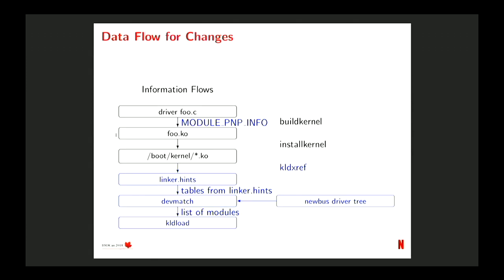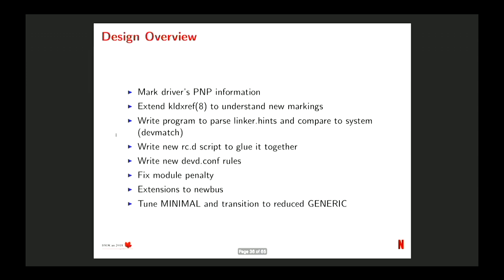So I showed you the data flow before, and here's another version of it. The things in blue are the areas I changed. I added the PNP module info, which I'll talk about the format of in a second. I changed KLDXref to parse it and simplify it. I wrote devmatch, which takes the linker hints and looks at the device tree for the system that is in place and produces a list of modules to load. You can run it in a couple of other modes for debugging or to find which modules that have attached on the system don't have findable plug-and-play information, so you can maybe find some missing modules that wouldn't automatically load but should, because if you're using the device, chances are other people are using the device as well.